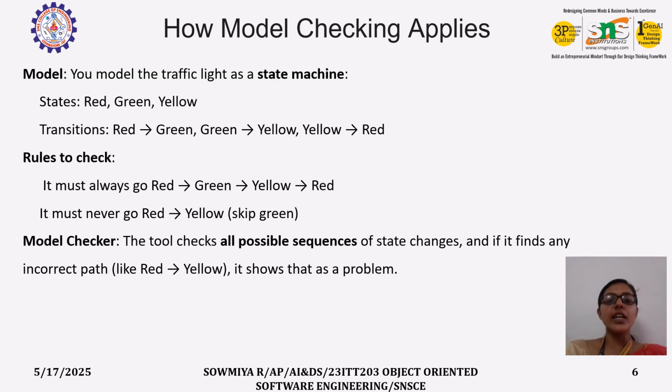Then, how model checking applies here. These slides show how we translate the traffic light into a formal model. Here the states are red, green and yellow and the transitions are red, green, yellow then red. We specify constraints such as never go from red to yellow directly. Never skip any state in the cycle. The model checker simulates every possible transition path, even those we might not think to test manually. It will raise an alert if an illegal transition is possible under any circumstances.